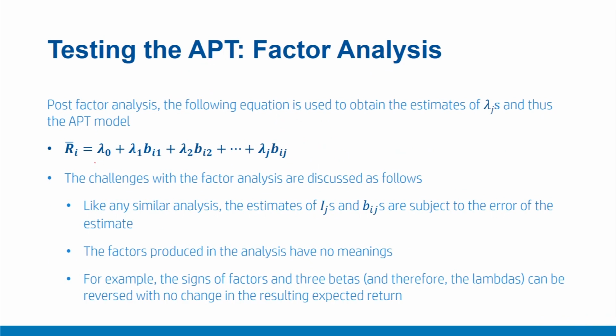Once we are done with the factor analysis, we obtain IJs, factors, and BIJs, factor loadings in the parlance of factor analysis, or sensitivities of the security. Now, once you have the BIJs, using the APT model that we discussed earlier, we can obtain lambda Js or return premia in the following form. Through this model, we estimate lambdas once we have BIJs or factor sensitivities.